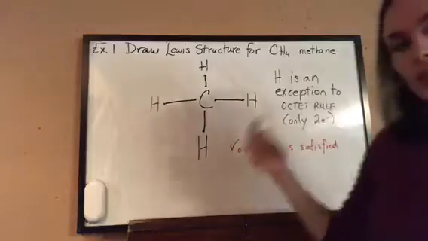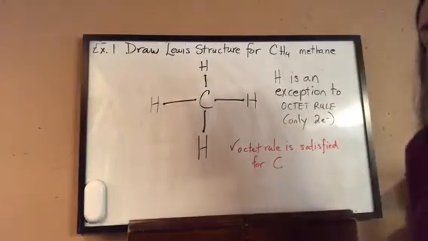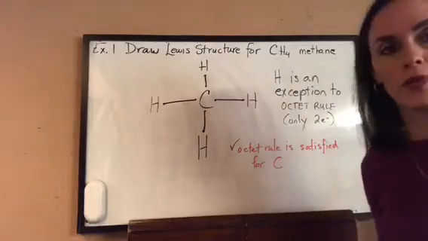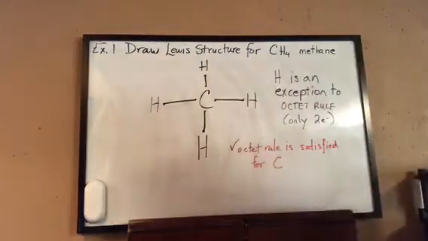So I'm going to continue to show the way that I had written up with the general rules for drawing Lewis structures so that you can concentrate on the valence electrons. This one is pretty easy. Let's look at another example.